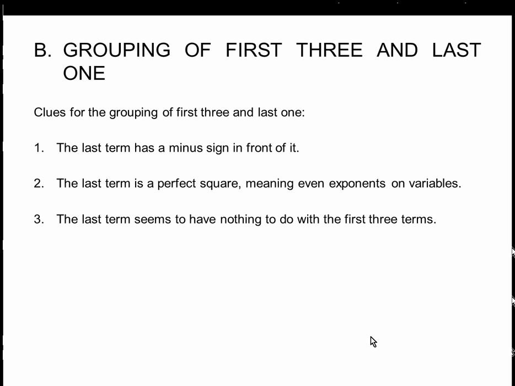Now, when you do have 4 terms and you have no idea which grouping it should be, first 3, last 1, or first 2, last 2, always start with first 2, last 2. But again, look for clue number 3, that the last term seems to have nothing to do with the first 3.